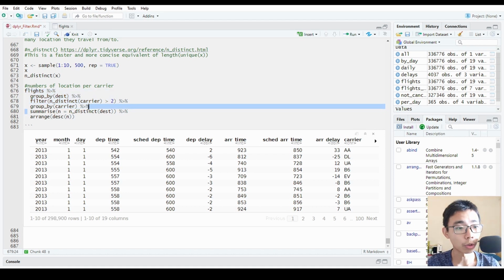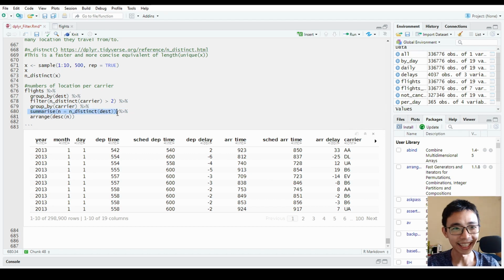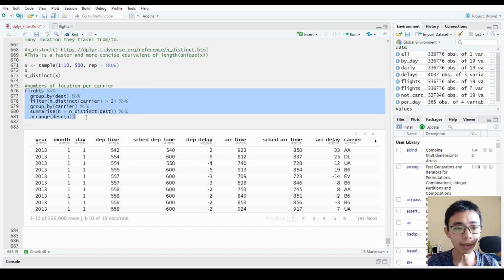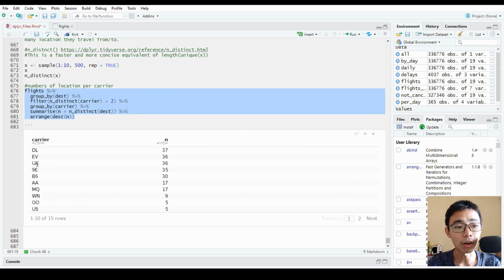And for the next one, we want to group this new data frame by carrier and summarize the number of destinations that we have. So we're using destination to cluster carrier, and then using carrier to cluster the destination again. Lastly, we just arrange it based on that count. If you run the whole thing at once, you will realize that these are all the names of the carriers, and these are the distinct number of destinations. So Delta, I think DL is Delta, has 36 different locations. EV has a total of 36 locations. UA has 36 locations, and so on and so forth. So this is basically what they have.